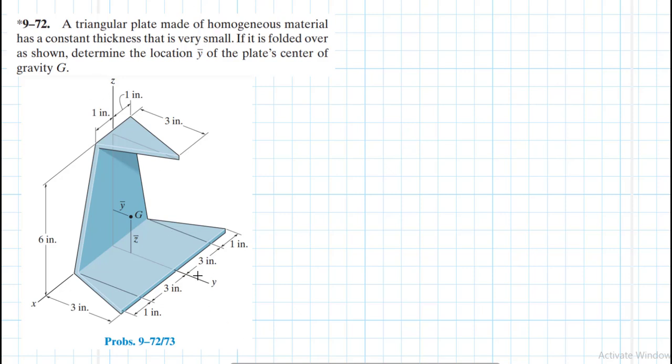The problem reads: a triangular plate made of homogeneous material has a constant thickness that is very small. If it is folded over as shown, determine the location y bar of the plate's center of gravity G.